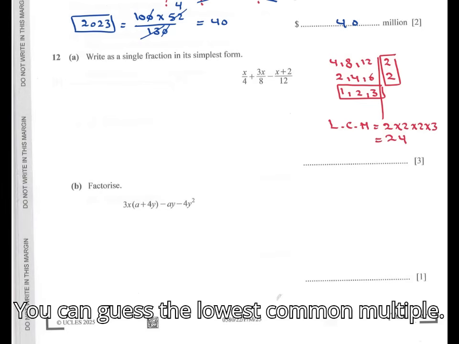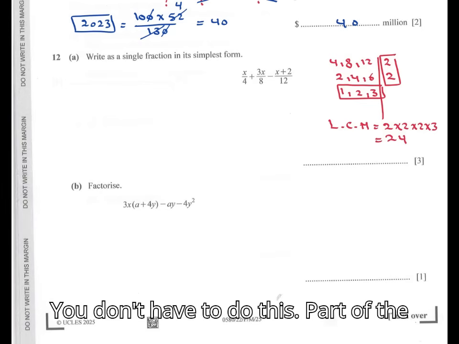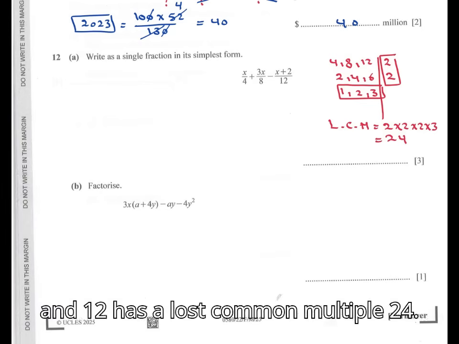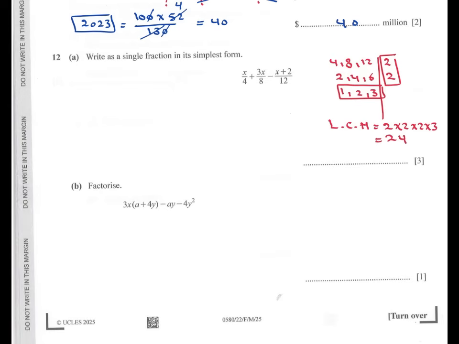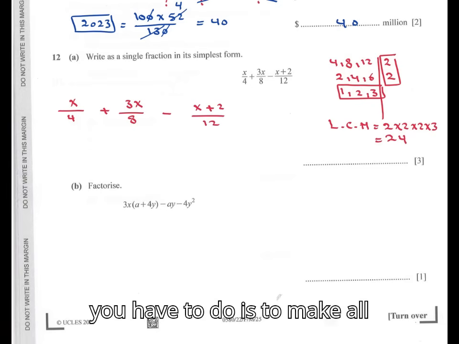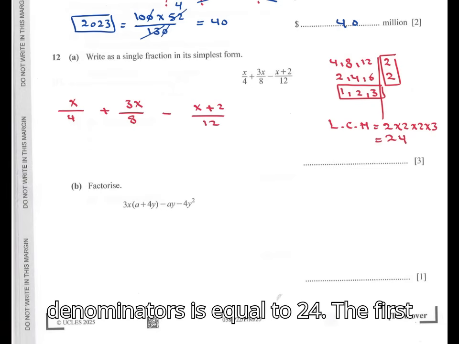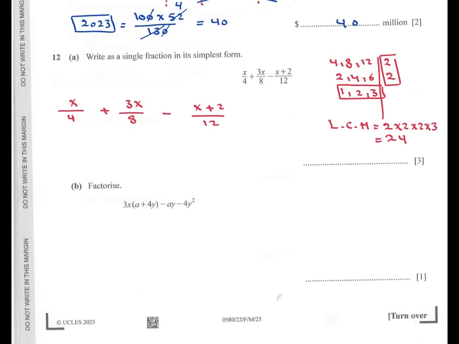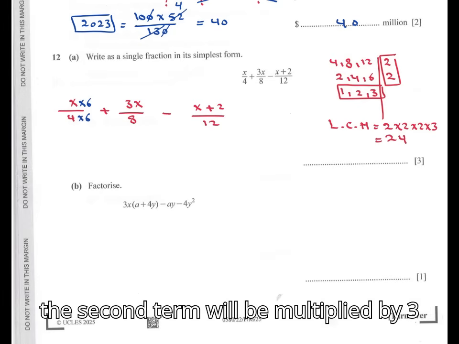You can guess the lowest common multiple. You don't have to do this part of the question if you know that 4 and 8 and 12 have a lowest common multiple of 24. So x over 4 plus 3x over 8 minus x plus 2 over 12. All you have to do is to make all denominators equal to 24. The first term will be multiplied by 6. The second term will be multiplied by 3.